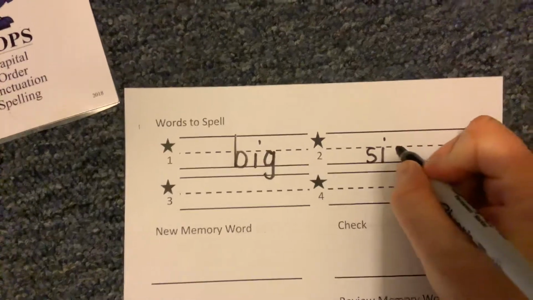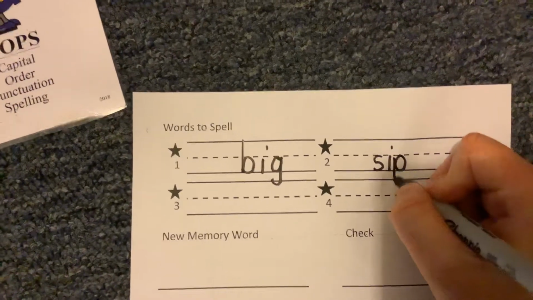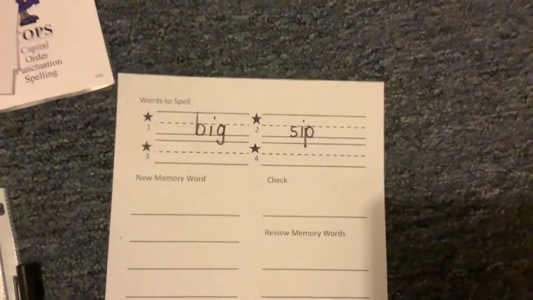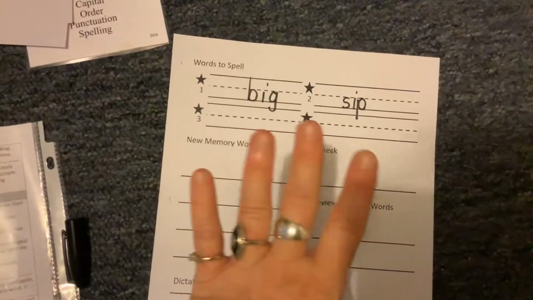S, I, P. Check out your P. Make sure you're making a P and not a Q. Sip. S-I-P. Our next word is wig.